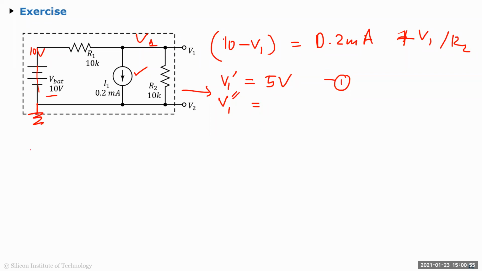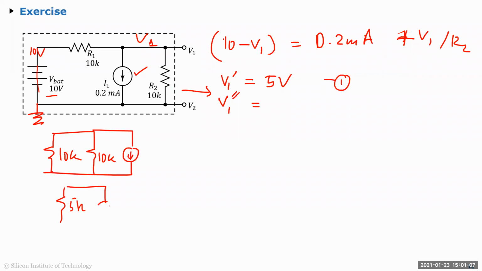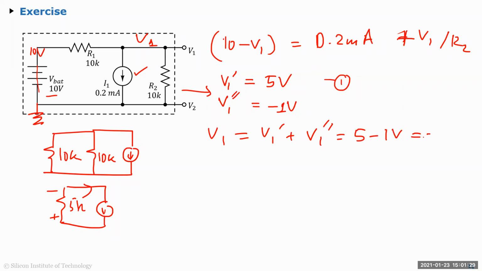Current division, or a better way: you have 10K. These are the things you have to do a lot of, and your life will become easier. You do that, it's just 5K, right? It's 5K, 0.1, and 0.1 is flowing in this direction, which means this is positive, this is negative. 5K times 0.2 is how much? 1 volt. Minus 1 volt, right? And then obviously V1 you add V1 dash, so that's superposition. That's 5 minus 1 volt, that's 4 volts.